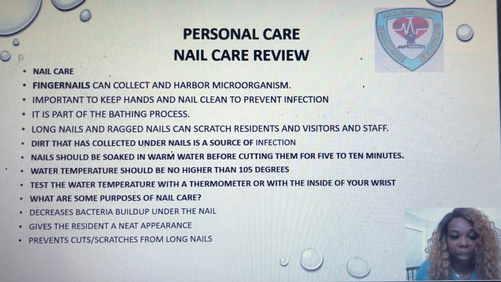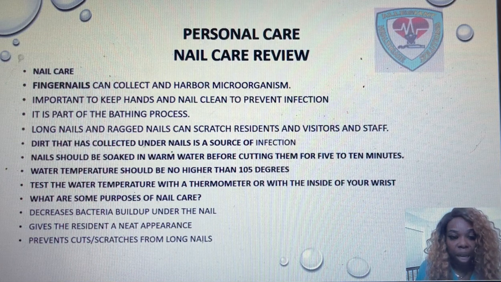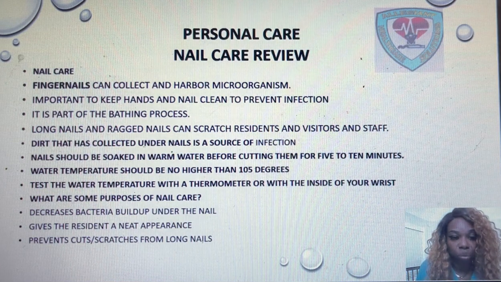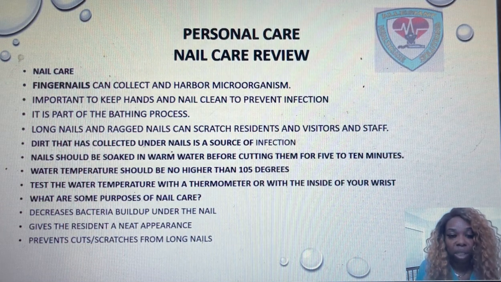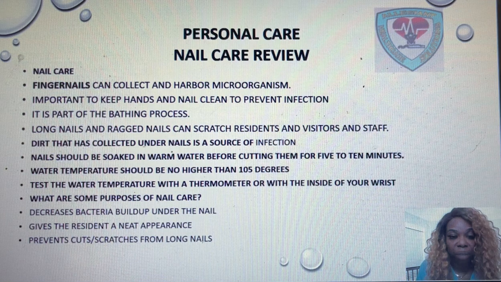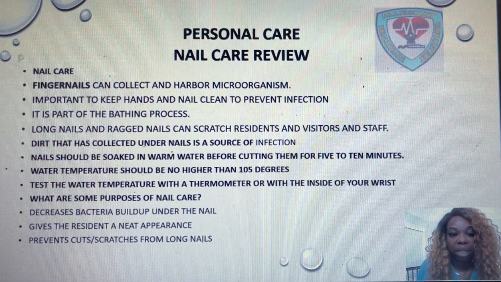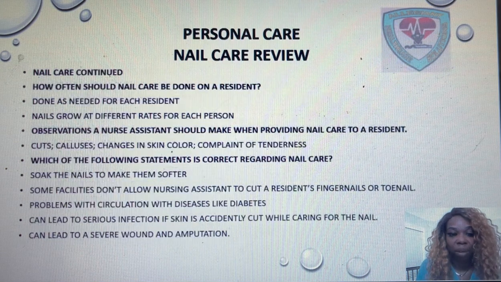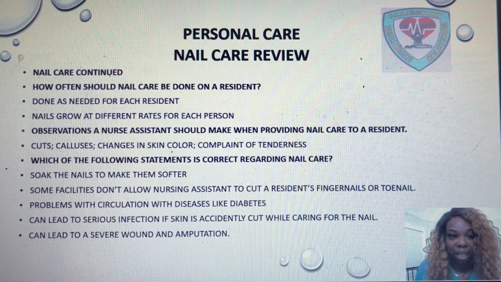We are performing nail care so that we can decrease bacteria buildup that's under the nail. This is going to prevent infection. We want to cut and trim nails, long nails, and jagged nails to prevent scratches to the resident themselves, to the family members, or to staff. And also, nail care gives the resident a neat appearance, and it is good for their dignity.